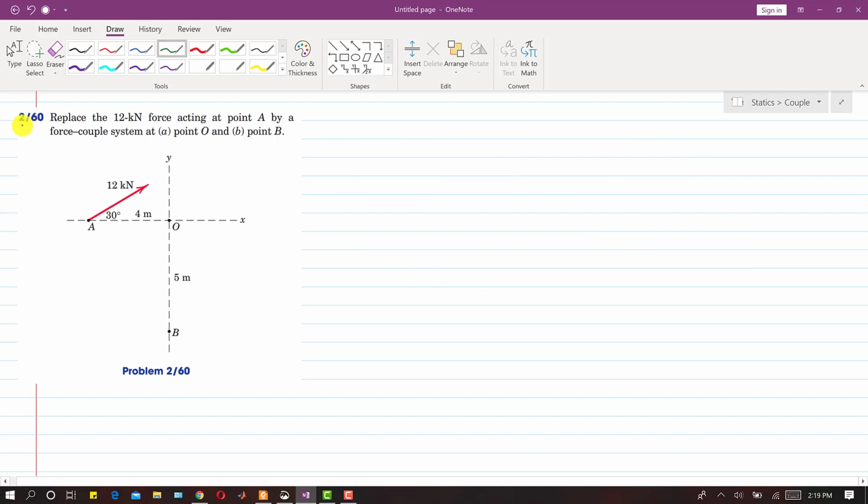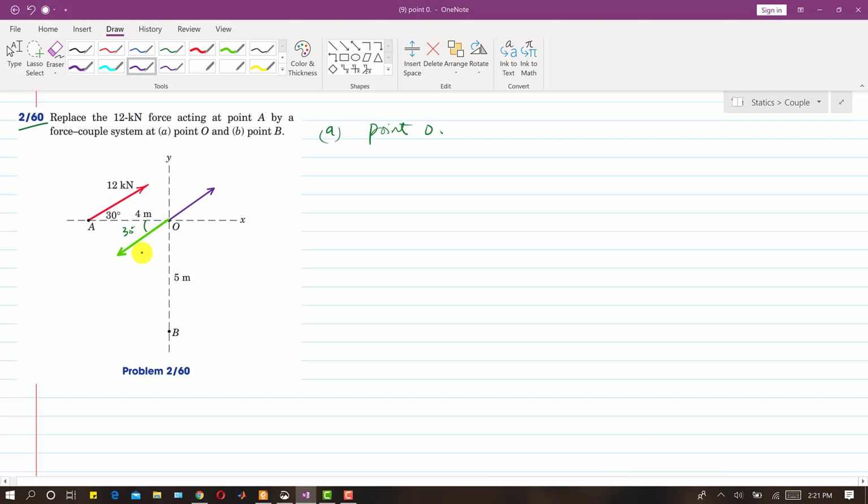Now we are going to solve problem 260. In this problem it is said to replace this 12 kilonewton force, which is acting at 30 degrees, by a force couple system, first at point O and then at point B. So let me solve this for point O. We will add an opposite acting force parallel to this force, making 30 degrees with the horizontal. And then we should draw another force in the opposite direction in order to cancel the effect of this additional force.